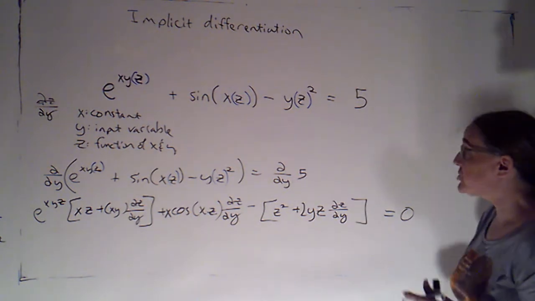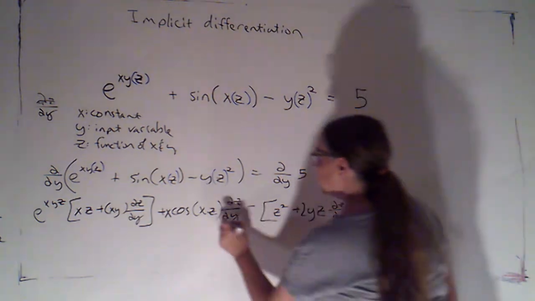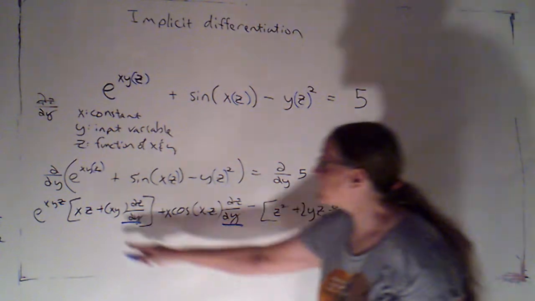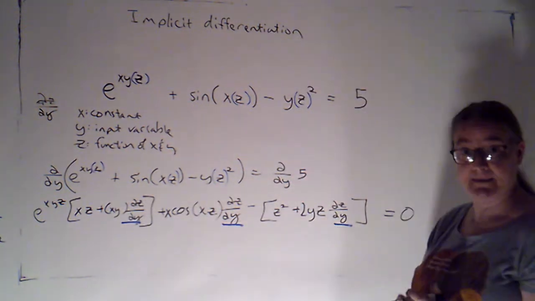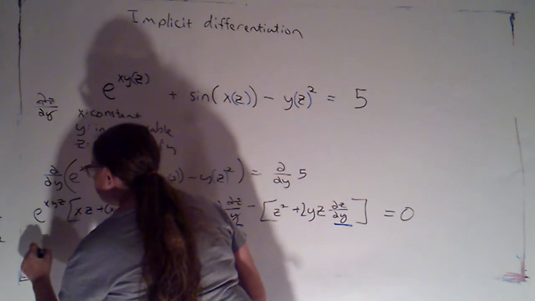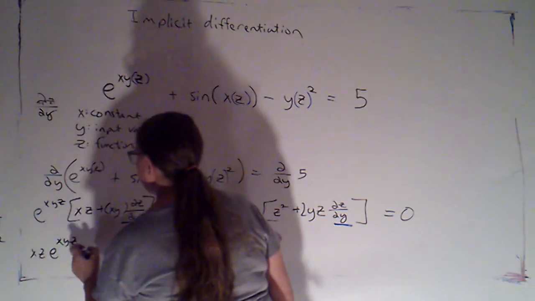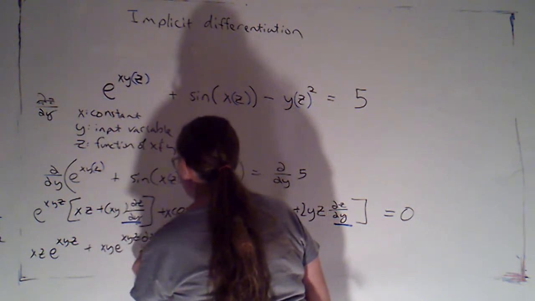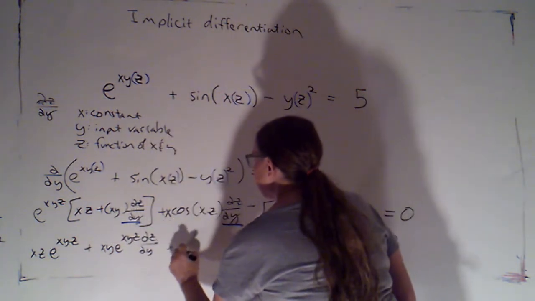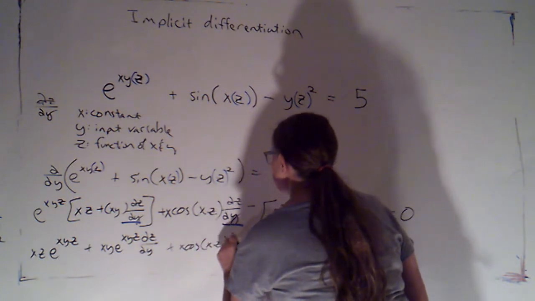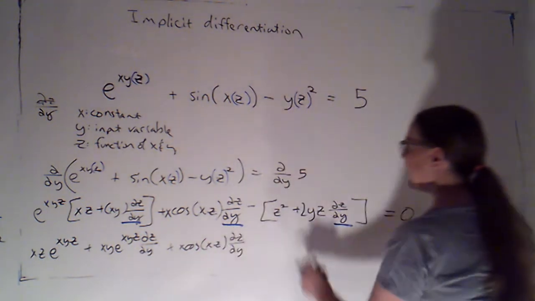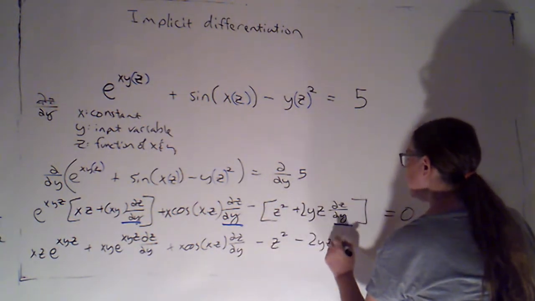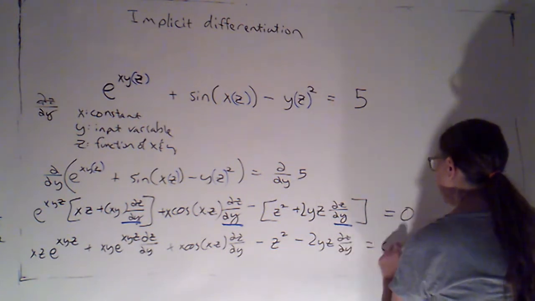Okay, quick check. We had 3 z's. We have 3 copies of the partial of z with respect to y. So let's just distribute so that we can break the ones in the parentheses out. So we're going to have xz e to the xyz plus xy e to the xyz times the partial of z with respect to y plus x cosine of xz times the partial of z with respect to y. And now we're just distributing that negative. So minus z squared minus 2yz partial z partial y, and that equals 0.